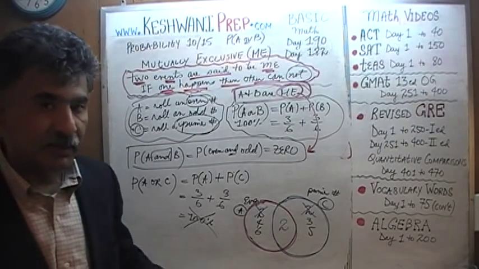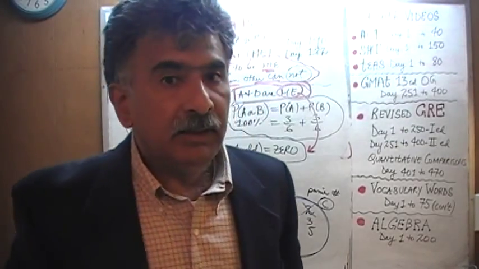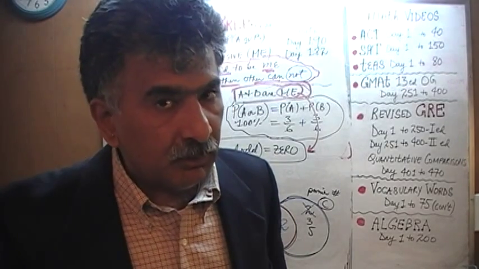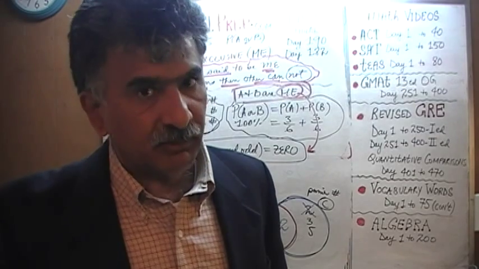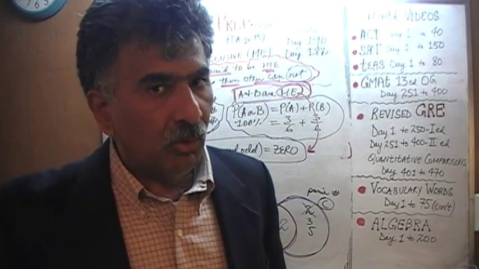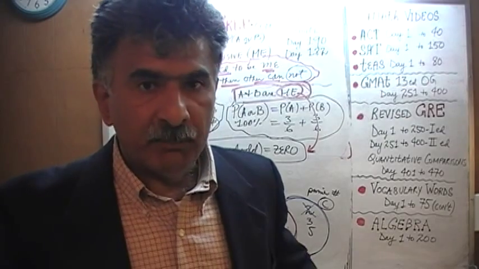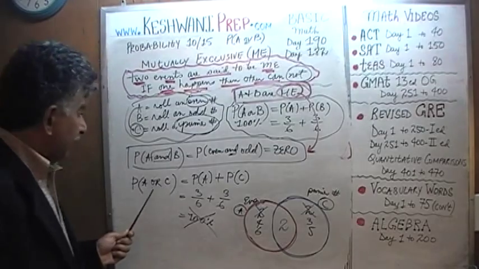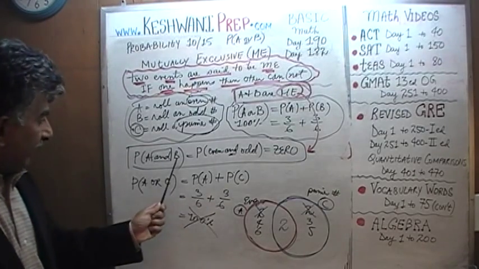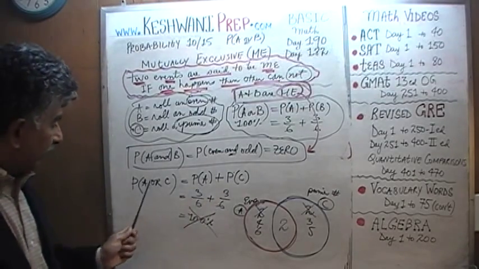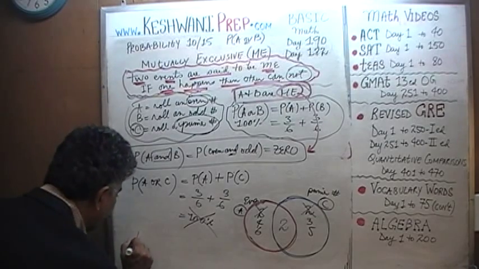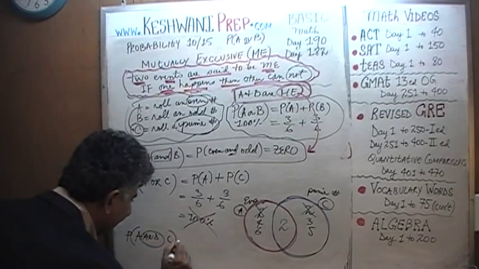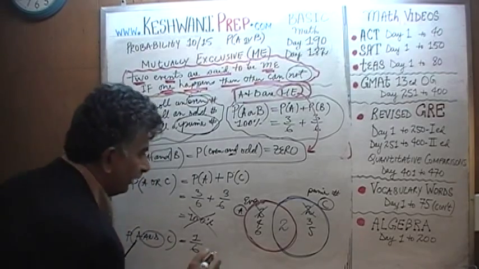This 2 represents an event that you roll a dice, and the number that you see happens to be both an even number and a prime number. It is possible to roll a number on a dice that happens to be both an even number and a prime number. The probability of A and B was zero before. A and C is not zero. Probability of A and C is 1 out of 6, and that's right here.